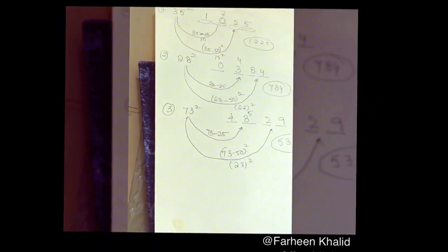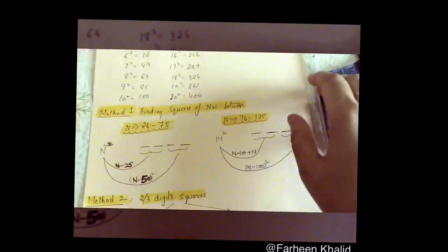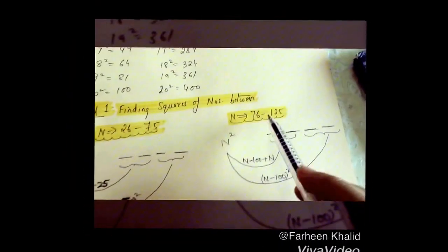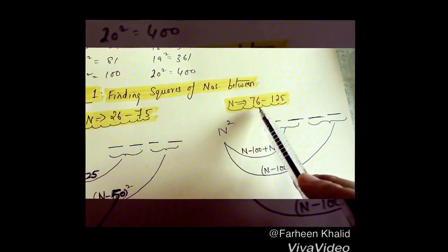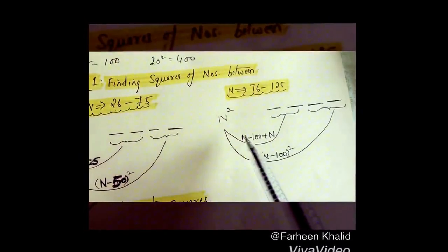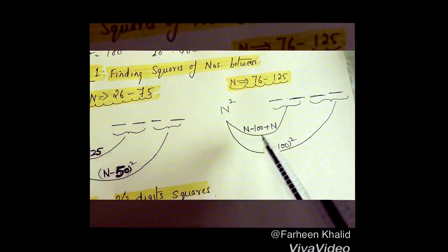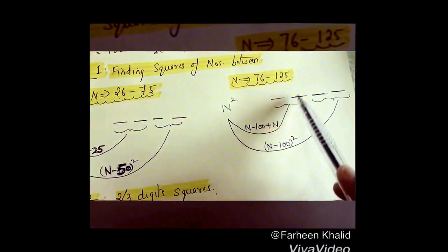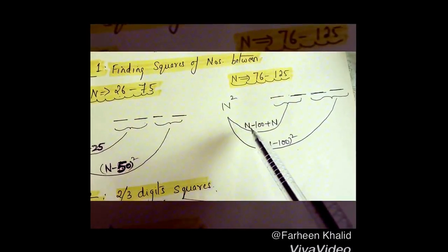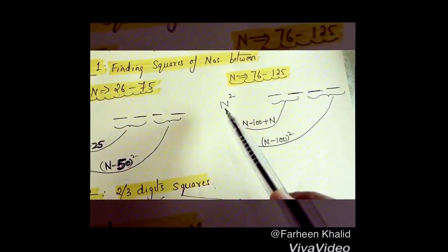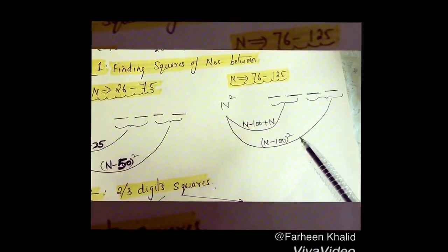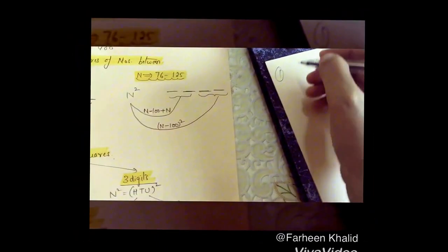So this was the first method. All right, now let's go to the second method. So now the second part of the first method is to find the squares of the numbers between 76 to 125. All right, in this case we have the algorithm here, which says to find the first 2 digits, you have to do n minus 100 plus n, and in the second part it says it's n minus 100 and the whole square. So let's take the first example to know this one.